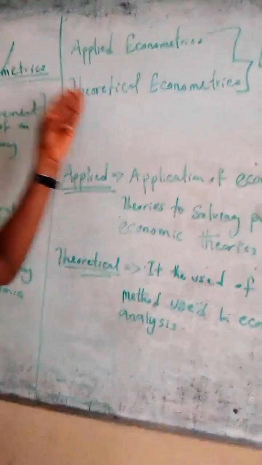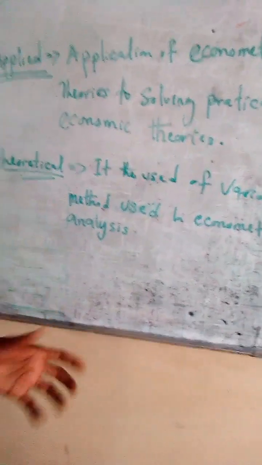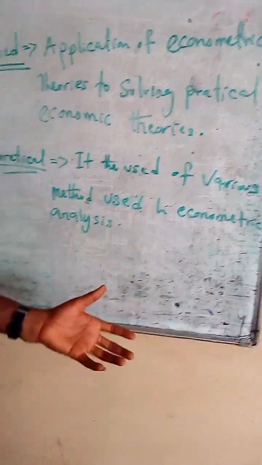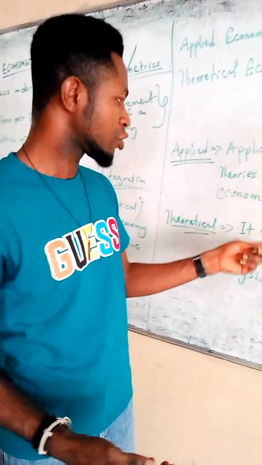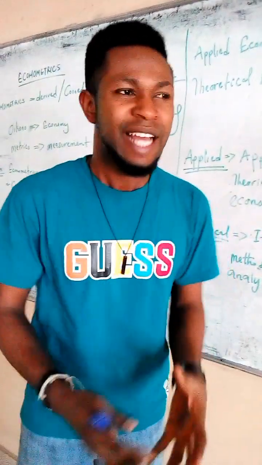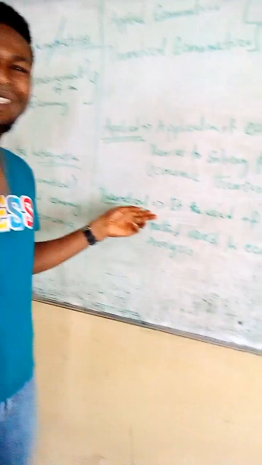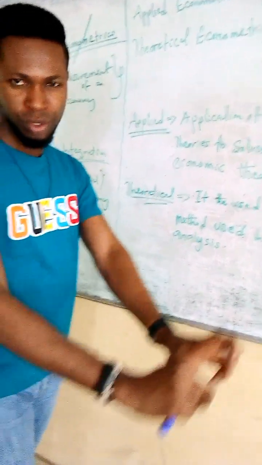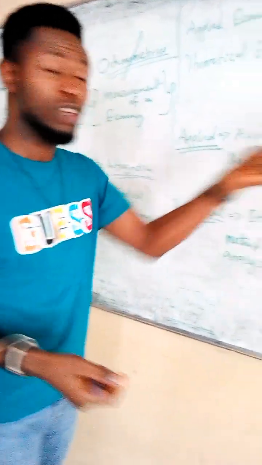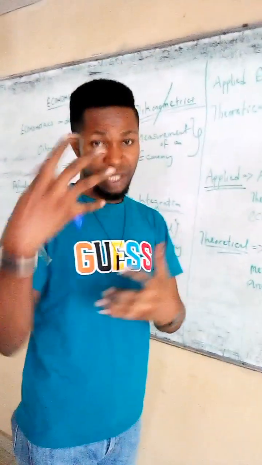And then we also have theoretical econometrics. It talks about you making use of various methods in economic analysis. For instance, we have 8 stages, because you must understand that we have this thing called theory, and theory does not just come like that. There are stages theory passes through in order for it to be called theory. So there are 8 stages. Theoretical econometrics is talking about the stages an economic problem will pass through in order for us to solve it. And there are about 8 stages.